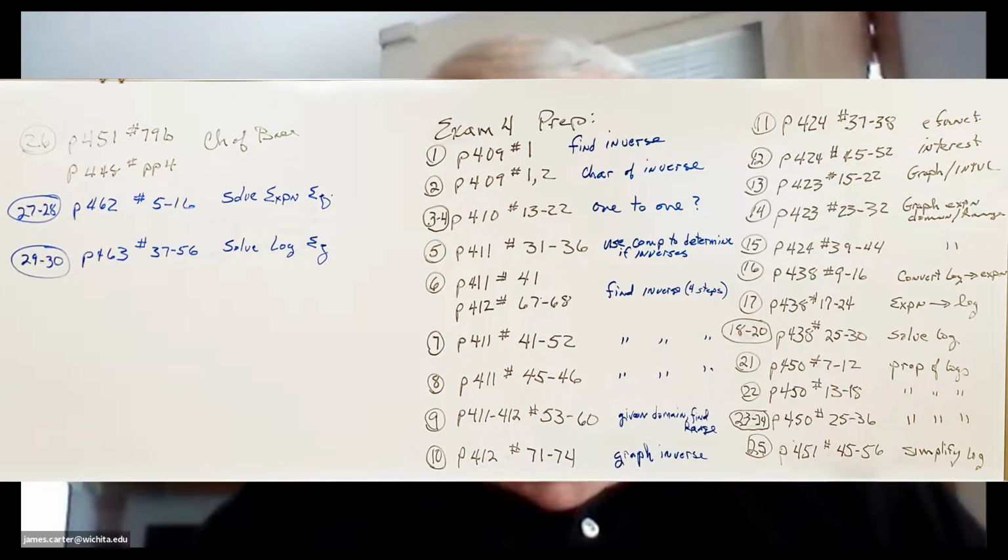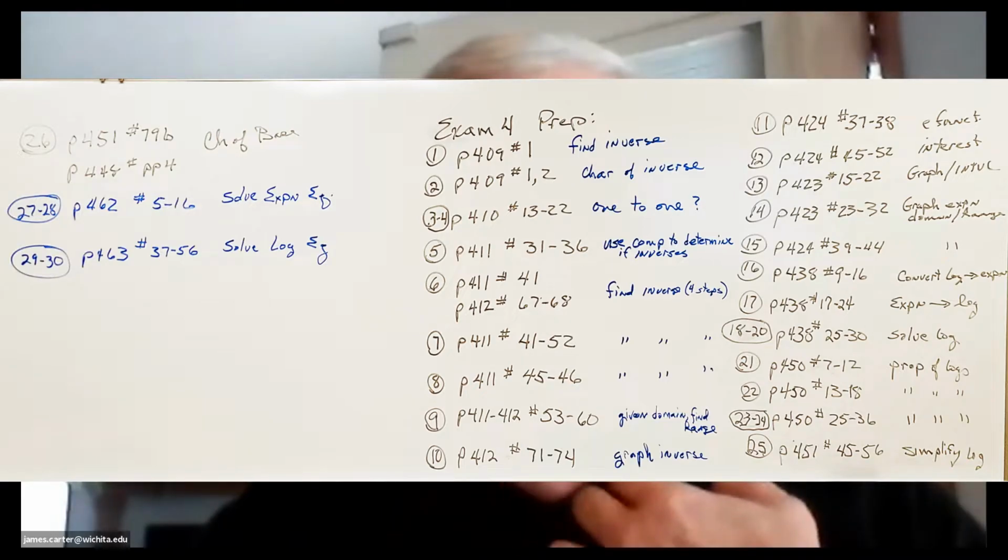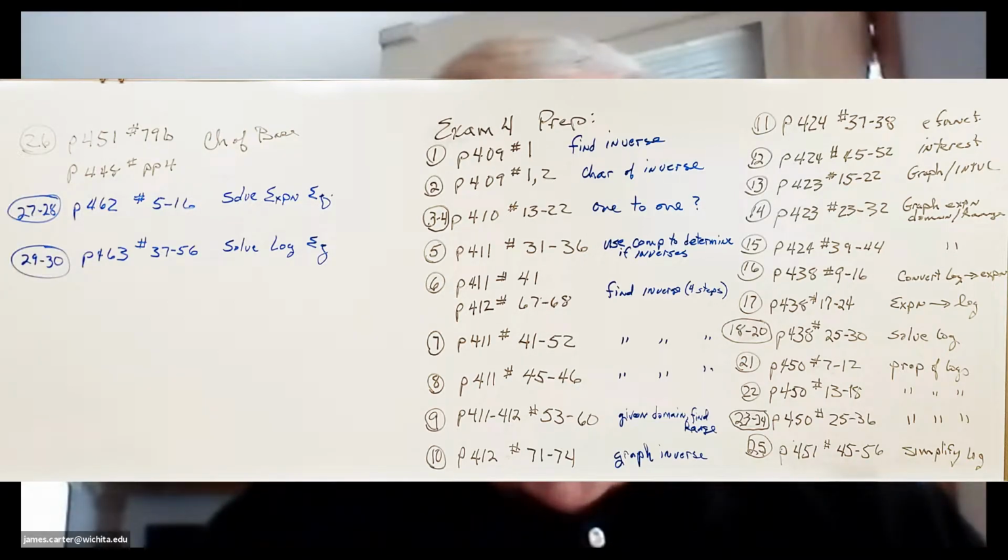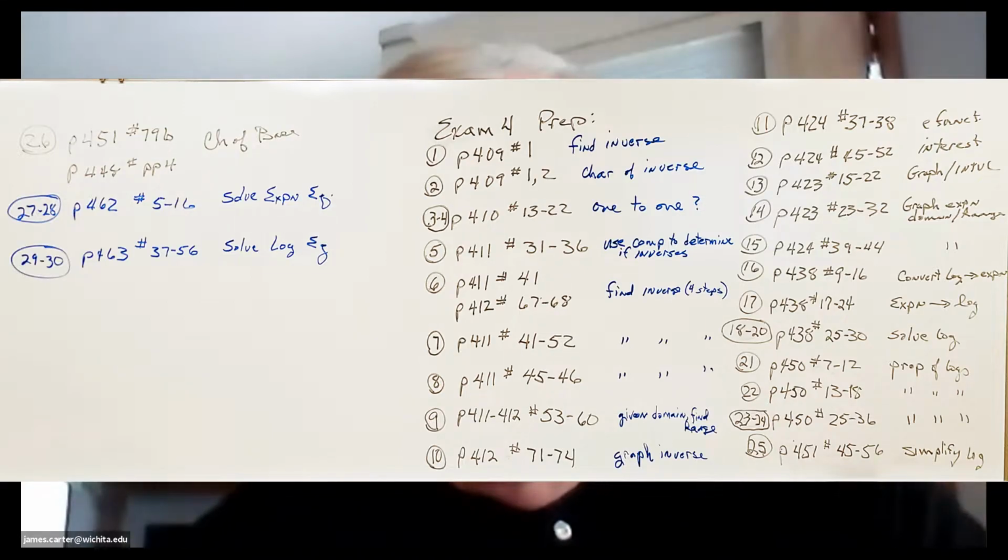Okay, problem number 22 is a similar problem. I'm going to tell you it's going to be a difference of logarithms using the quotient or the division property. The citation for that is still 4.4.1, page 450, now number 13 through 18.